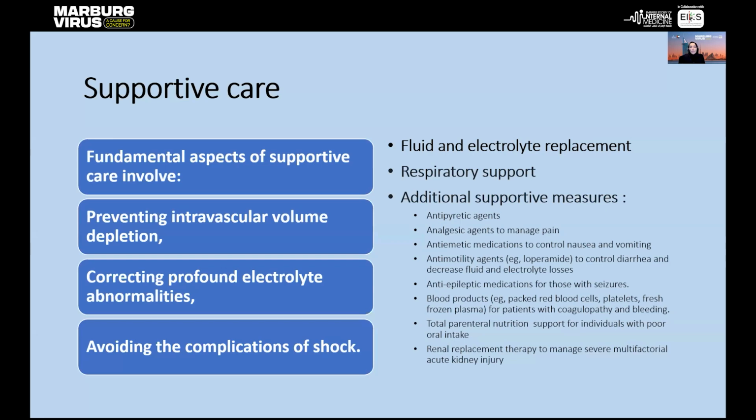In terms of supportive care, we have to prevent the intravascular volume depletion. We have to correct the profound electrolyte abnormalities, and we have to avoid the complication of shocks. Of course, that include antipyretic, analgesics to manage pain, antiemetic to control the nausea and vomiting, antimotility to control the diarrhea and minimize fluid and electrolyte loss, antiepileptic for those with seizure, blood products for patients with coagulopathy or volume depletion, TPN to support the patients, and renal replacement therapy.